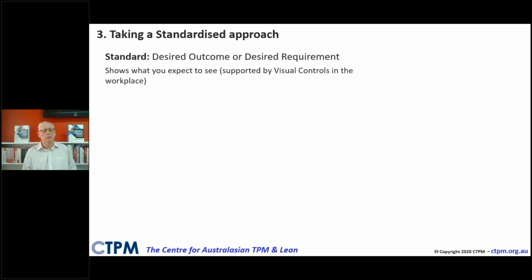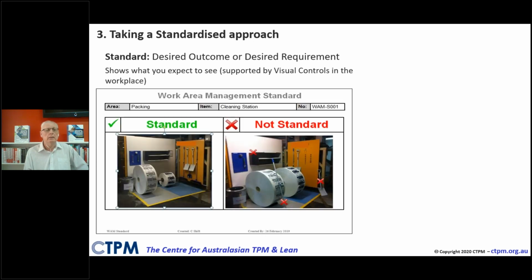Taking a standard approach. Well, a standard is simply a desired outcome or desired requirement. It shows what you expect to see, supported by visual controls in the workplace. So here's what we call a work area management standard. Now, it's developing what template best suits our site. This is one example of a template where it shows what the standard should be and an example of what it's not.